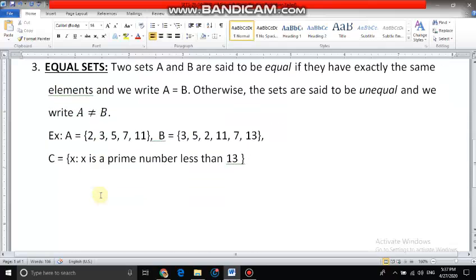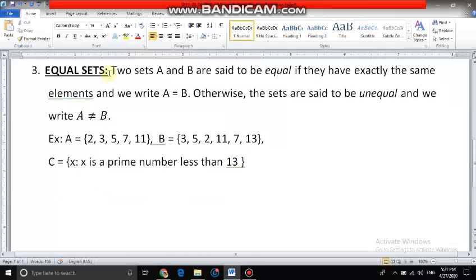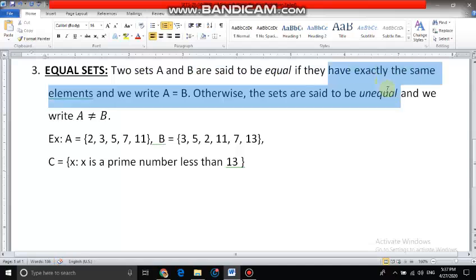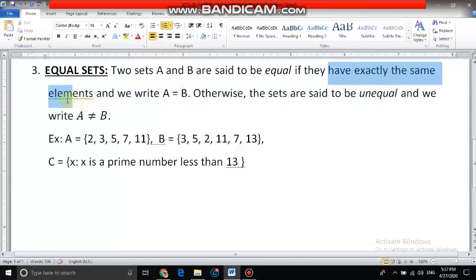Now if I go to the third type, equal sets. That means if I have two sets A and B, can I say whether they are equal? If they are equal, what are the conditions to be satisfied? So first see the definition. Two sets A and B are said to be equal if they have exactly the same elements, not the same number of elements, they must have the same elements, and we write it as A equals B.